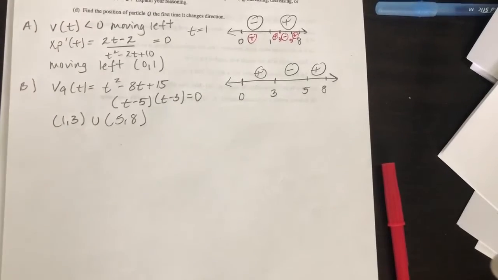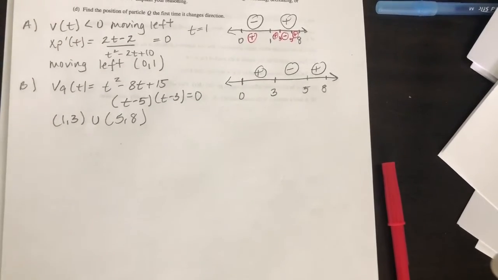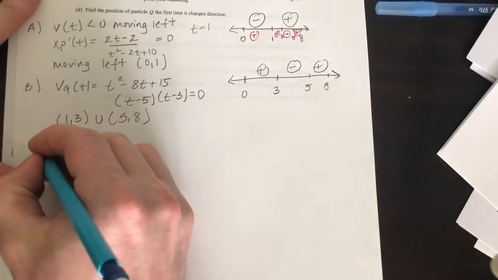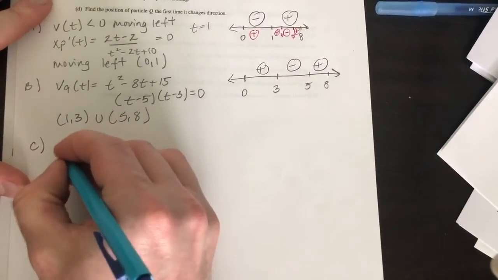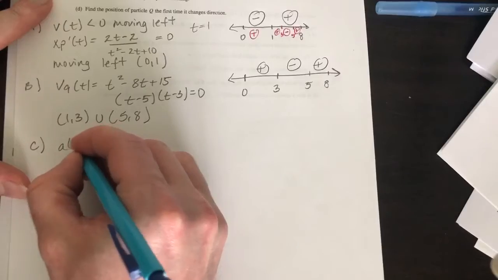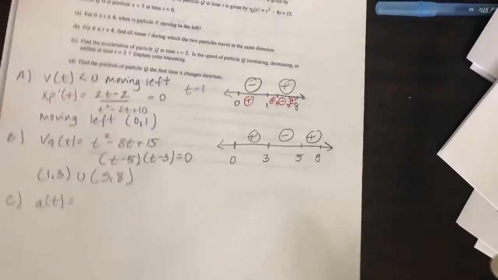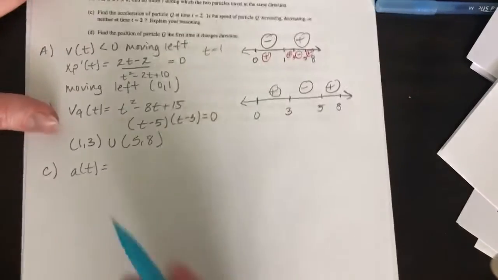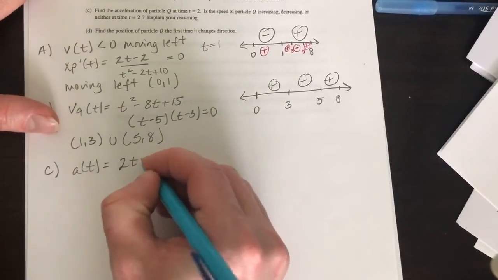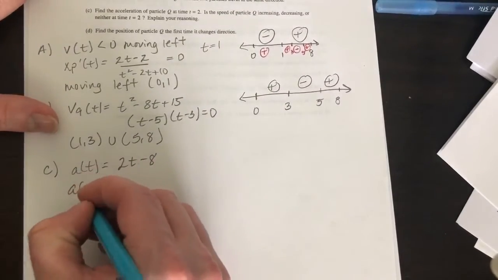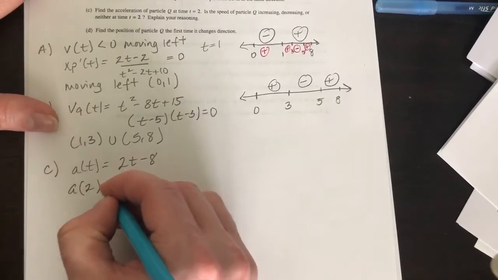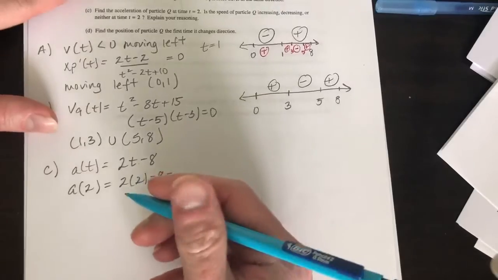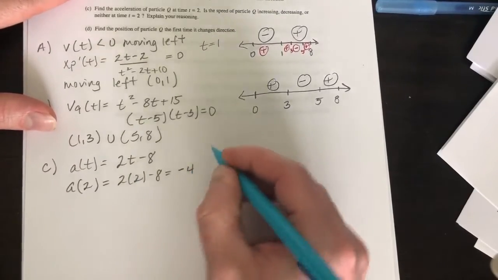Ta-da, you're done. Part C, find the acceleration of particle Q at t is equal to 2. Acceleration is going to be the derivative. So I'm going to take the derivative of Q, so you get 2t minus 8. I'm evaluating it at 2, so you should get negative 4.